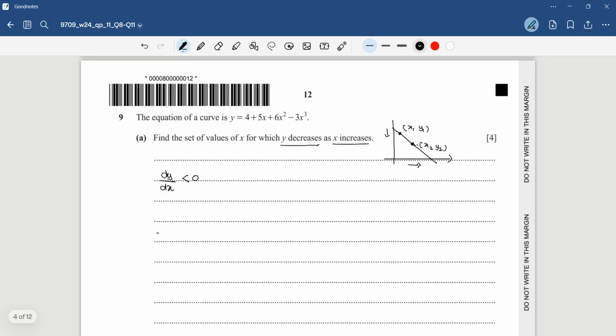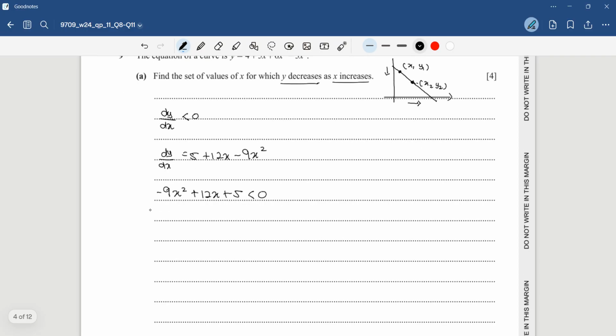So we find the dy/dx first for this. My dy over dx will be 5 plus 12x minus 9x squared. So for dy/dx less than 0, it's going to be negative 9x squared plus 12x plus 5 less than 0. Usually I will make sure my a here is positive to avoid some confusion. So multiply everything by negative 1. So 9x squared minus 12x minus 5 is more than 0.